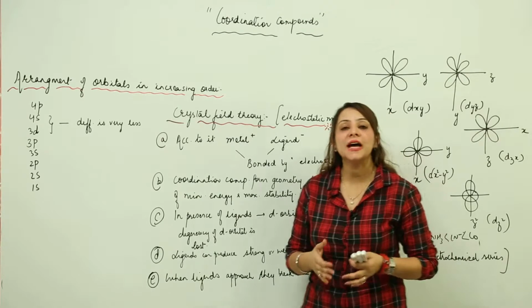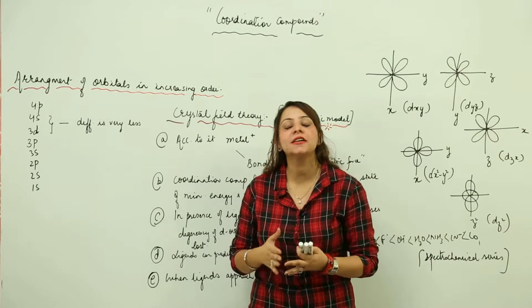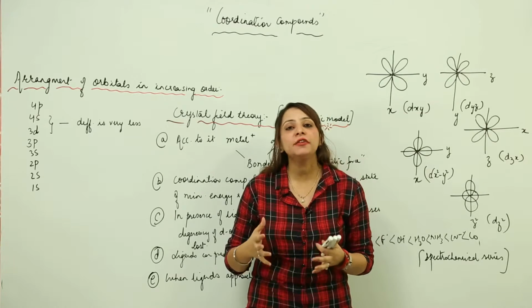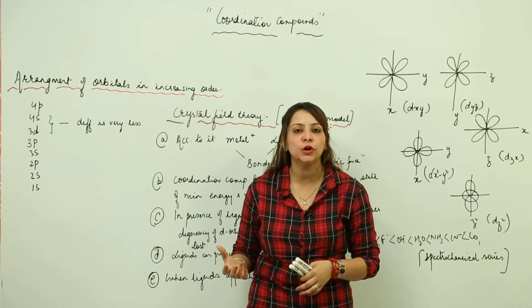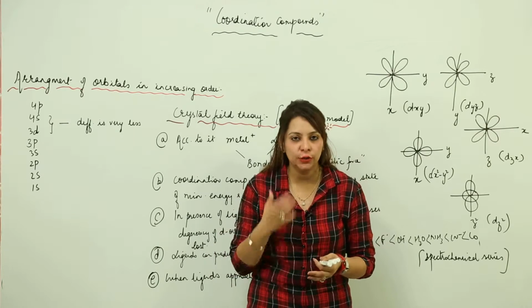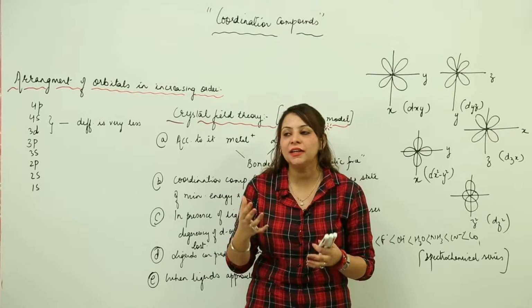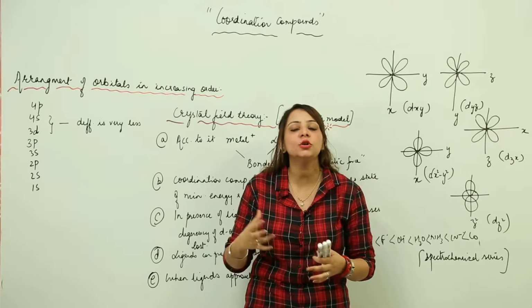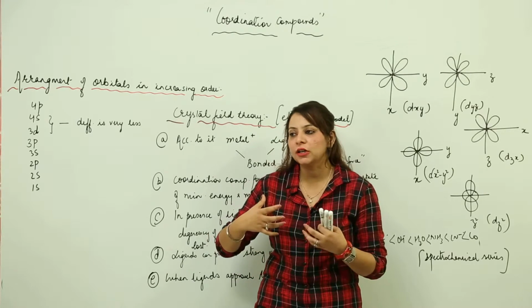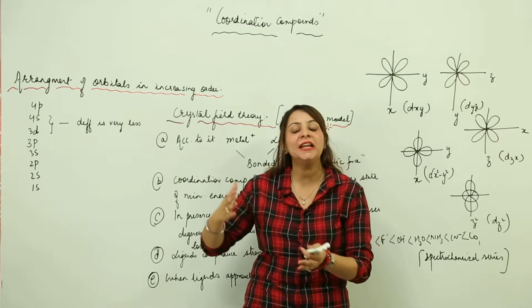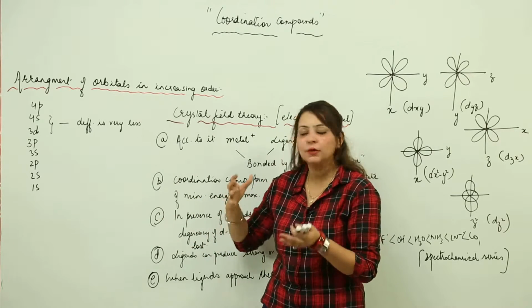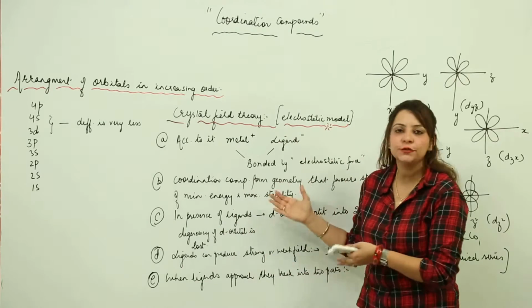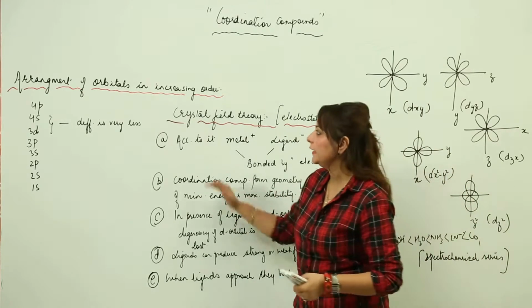Now we are going to start with the third theory, that is the crystal field theory. As we have come across the many limitations faced by Werner's theory and the valence bond theory, now we have a theory which tries to explain the color, the magnetic properties, and the concepts which remained unanswered in those theories. We'll be getting answers from this theory. So just look at the board.